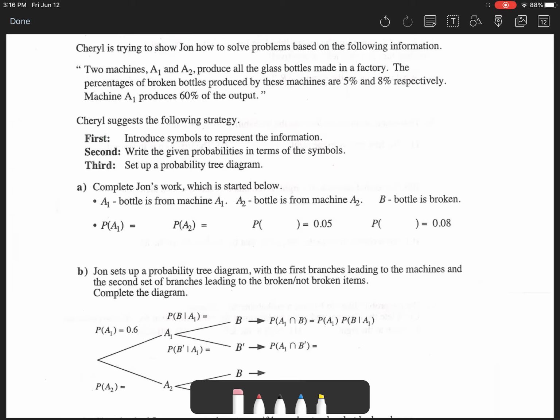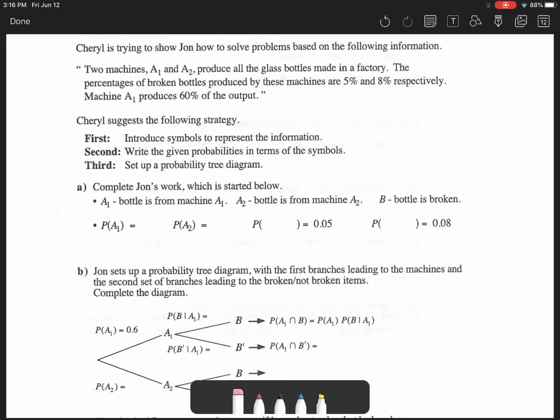The percentages of broken bottles produced by these machines are 5% and 8% respectively. So again, that means 5% for A1 and 8% for A2. Machine A1 produces 60% of the output. Cheryl suggests the following strategy.